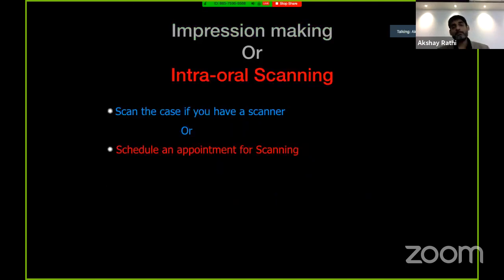You can skip all this if you have an intraoral scanner yourself, or you can ask your aligner provider to bring the scanner for scanning.